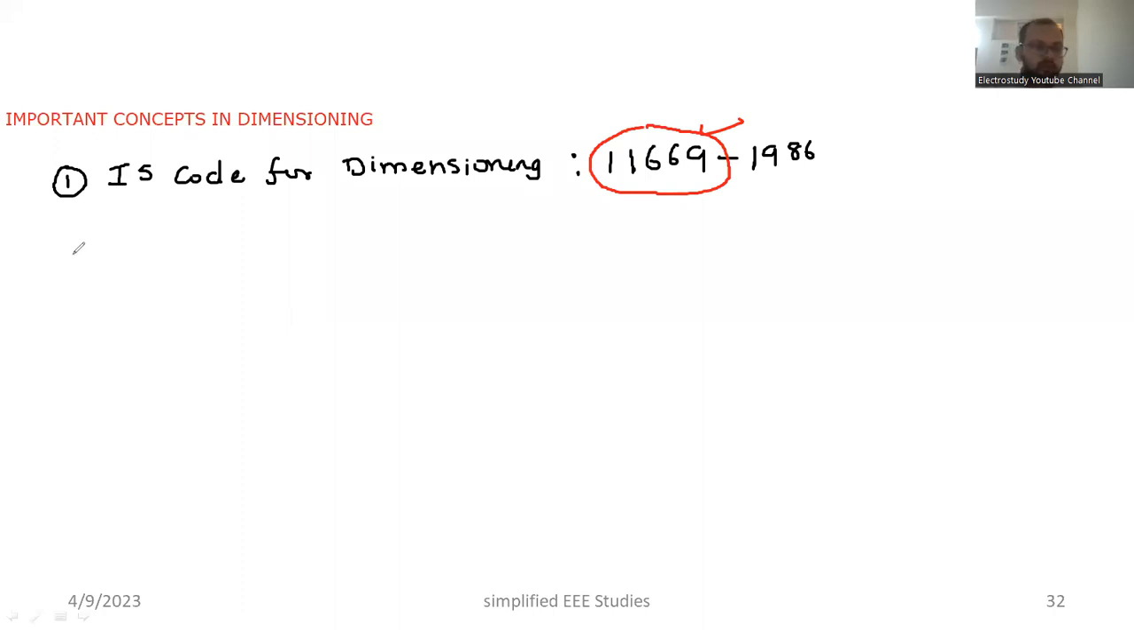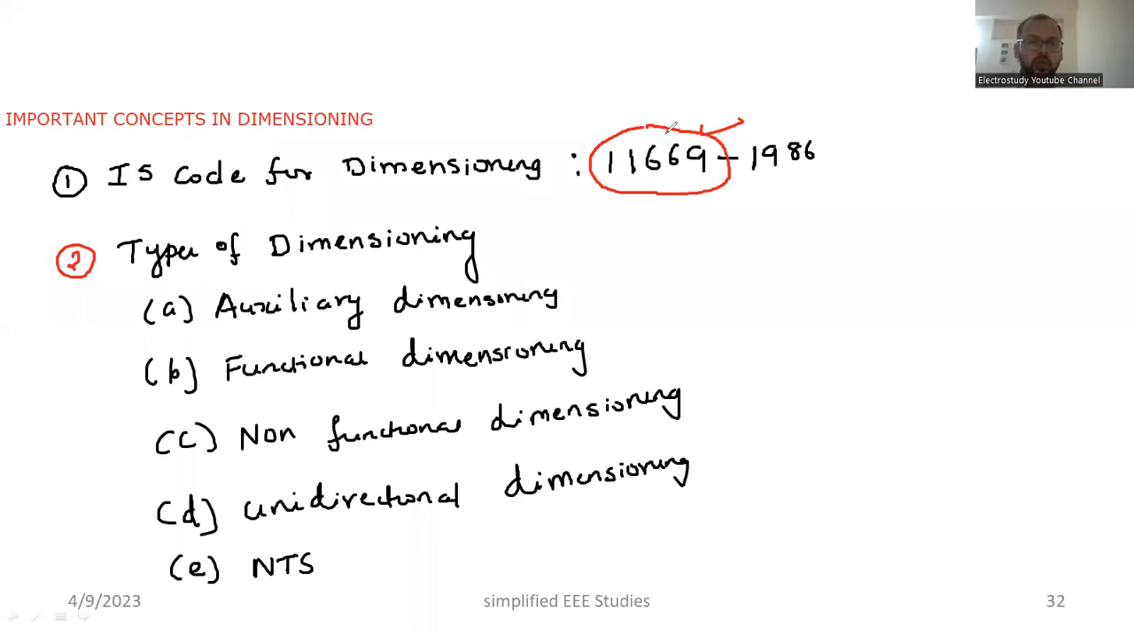Next, you need to be familiar with a few types of dimensioning. The second point is types of dimensioning. What are the different names? Let us prepare a checklist of types of dimensioning. Let me prepare a checklist and give brief information about the different types of dimensioning. Now you can see the different types of dimensioning.